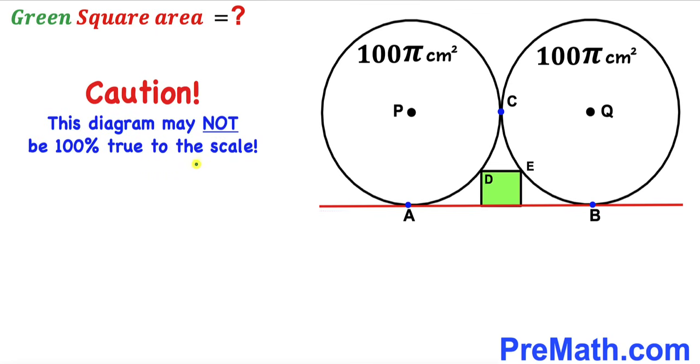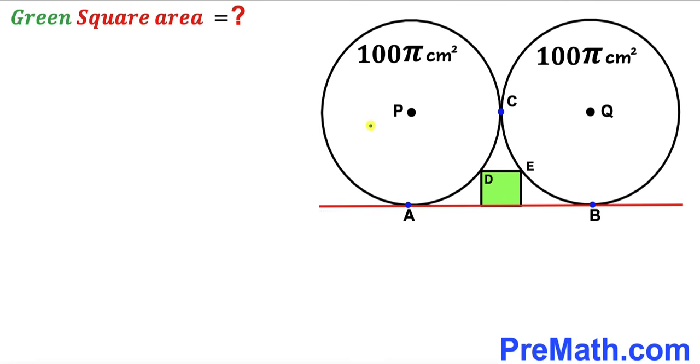Please keep in mind that this figure may not be 100% true to scale. Let's go ahead and get started. Here's our very first step. We are going to calculate the radius of each of these circles. Since these are identical circles, I'm going to label the radius lowercase r, and now we are going to find the value of r.